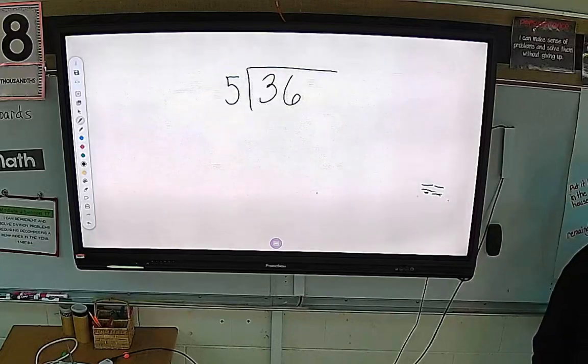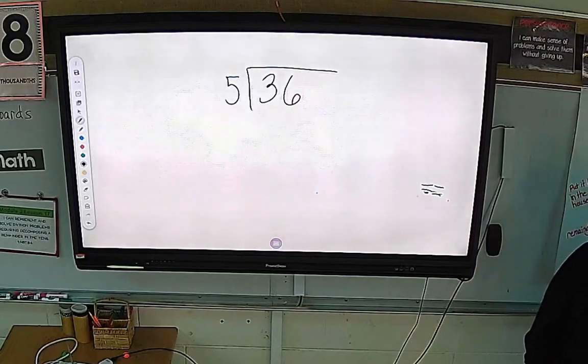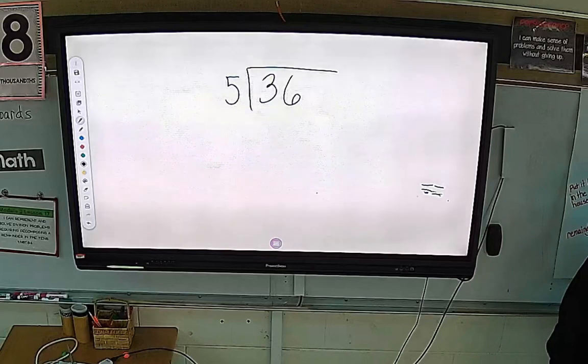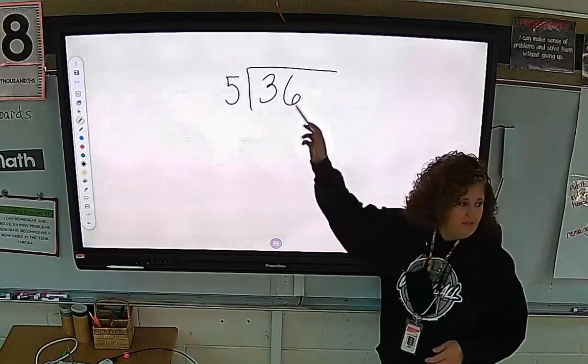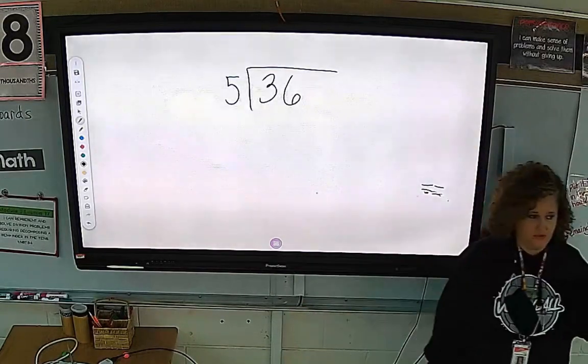I can't get a 5 out of 3, but I know I can out of 36, because we know 5 would go in there several times. Yeah. I think you divide them both. Like keep these together both? Is that what you mean? That's exactly what you do.